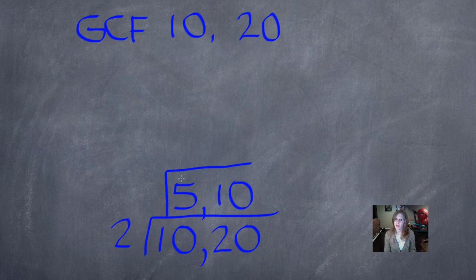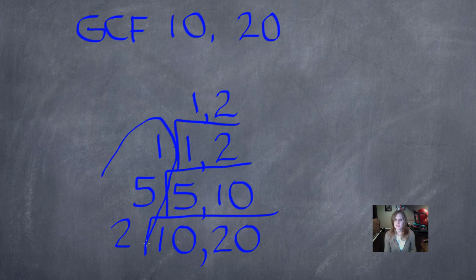What goes into both 5 and 10? I'm going to use 5. 5 goes into 5 once. 5 goes into 10 twice. What goes into both 1 and 2? 1. 1 goes into 1 once. 1 goes into 2 twice. I'm done because I'm repeating that number there. So I'm actually going to circle these numbers for GCF. 2 times 5 times 1 equals 10.